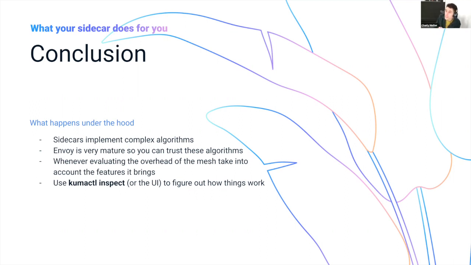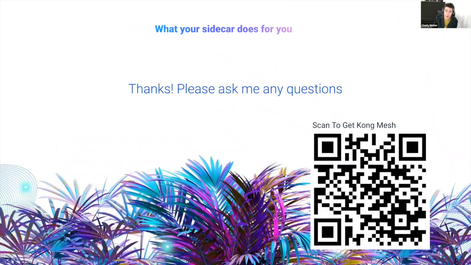And then finally, if you're using Kuma, do use kumactl inspect and the GUI that comes with it to figure out how things work. Internally, that's what the dev team uses a lot. That's sometimes what we ask for in issues to figure out what's actually happening. So do get used to it because it has a lot of value. So that's about it. Thank you very much. And yeah, let's jump into Q&A.